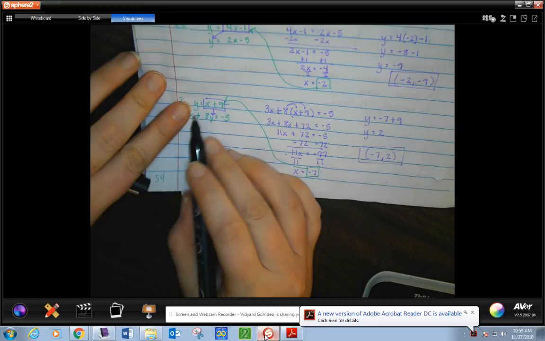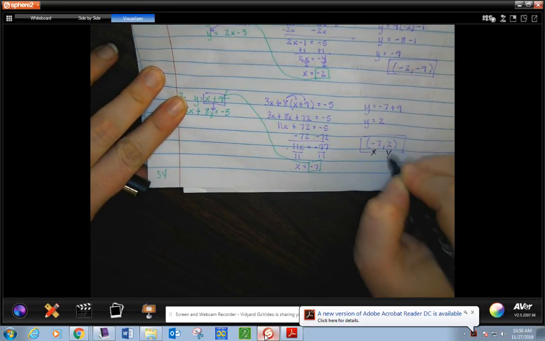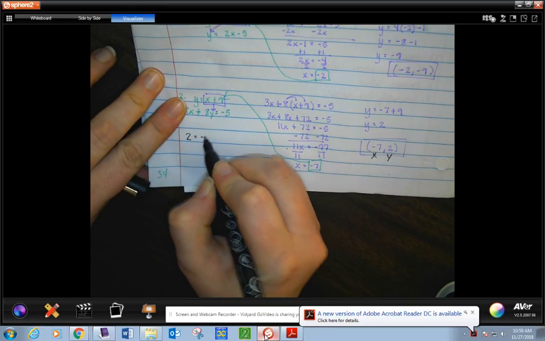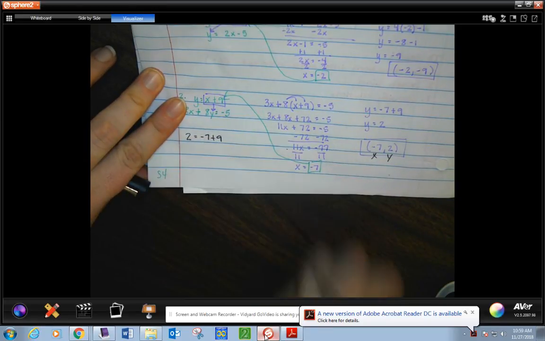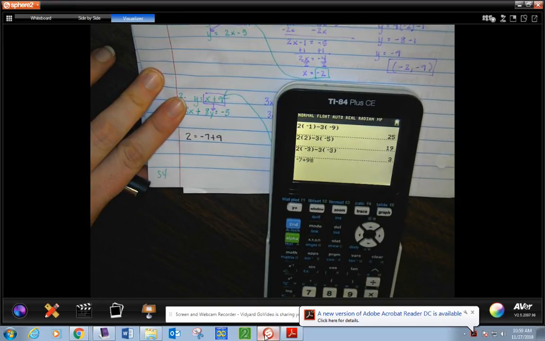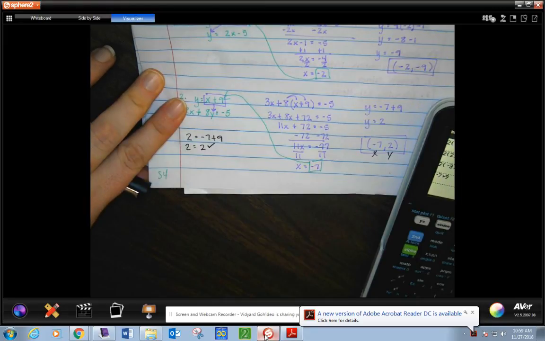I have y equals x plus 9. Well, this is my x and this is my y. So you can do 2 equals negative 7 plus 9. And when I solve negative 7 plus 9, I get 2. So I have 2 equals 2, which checks.